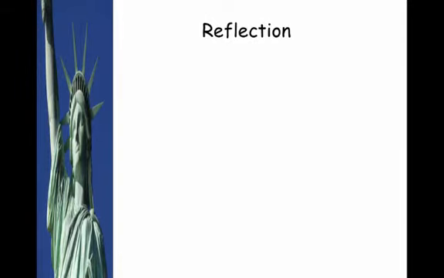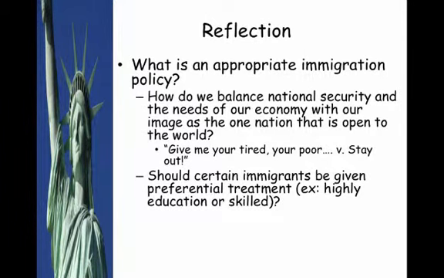So to just reflect and summarize our week-long look at immigration here, think about what is an appropriate immigration policy? How do we balance our national security and the fact that our economy has needs? We need workers. So how do we balance these two things with our image as the one nation that's open to the world? So remember the quote from the Statue of Liberty. Give me your tired, your poor, your huddled masses yearning to breathe free. There's that image of America. Yet at the same time, America has also said stay out at different periods or different eras. So we balance these two forces.